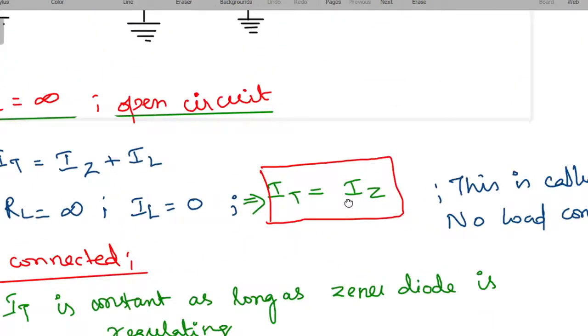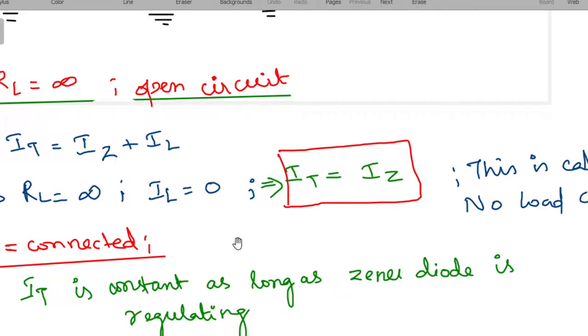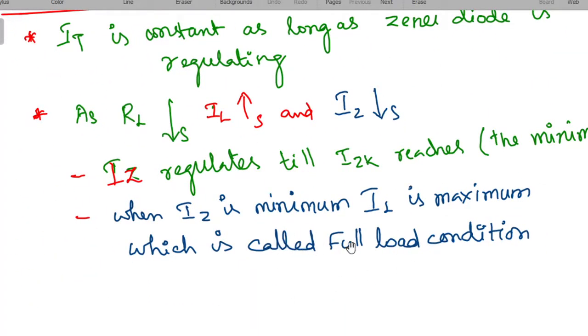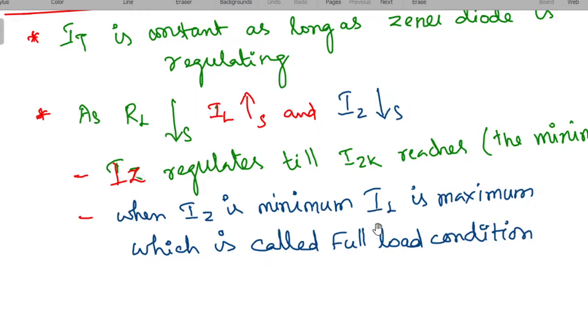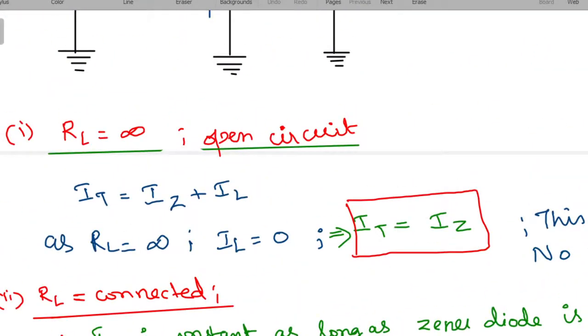These two things we should know. One is the no load condition, for that IL is equal to 0. The second one is the full load condition, for which IL is maximum. So these two things we should know.